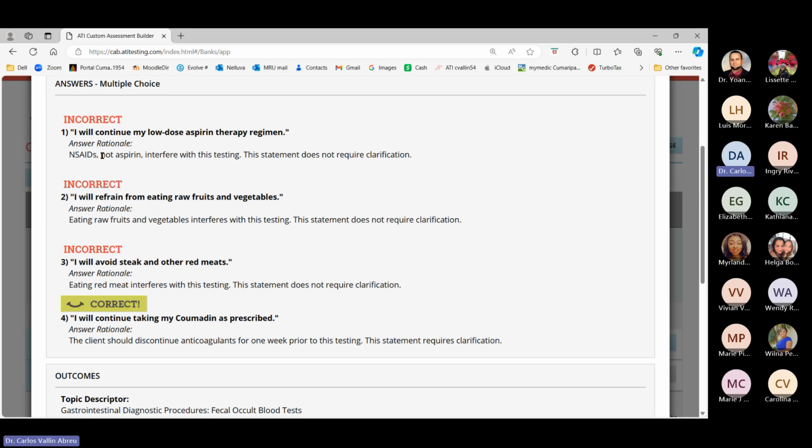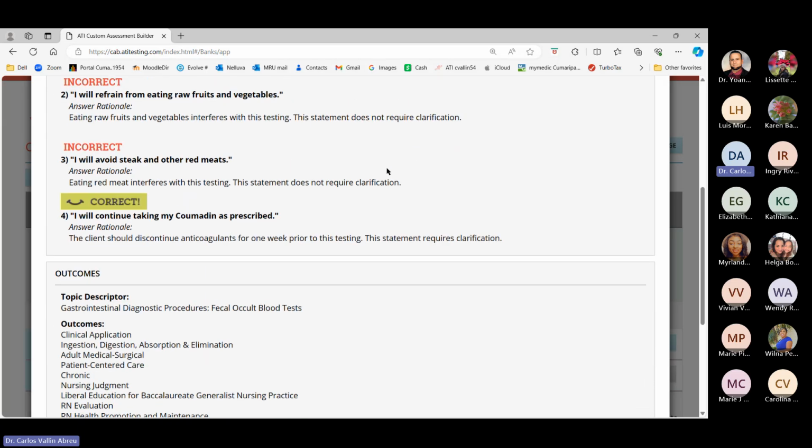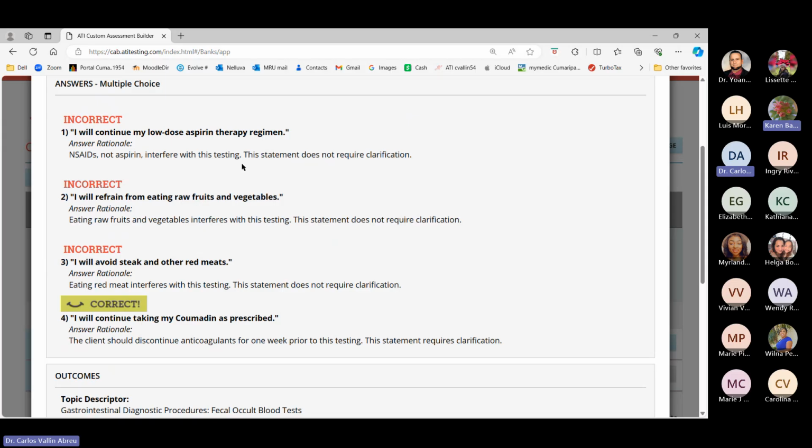Okay, ATI says that aspirin doesn't produce gastritis or bleeding. It's only the NSAIDs. It's an ATI opinion. So be aware of that if you have this question. I think I've done this question before, and I was very confused about that. Remember that you need to survive your ATI.